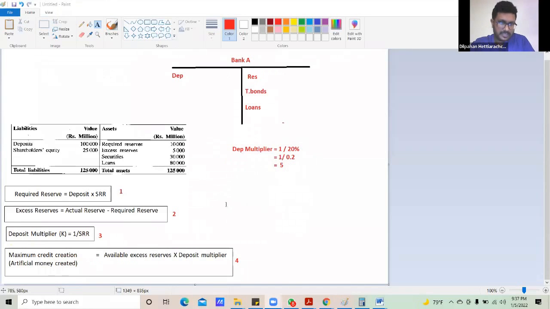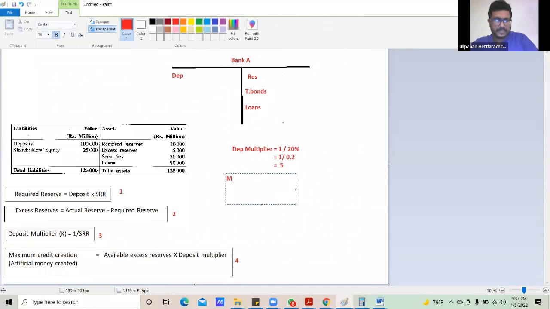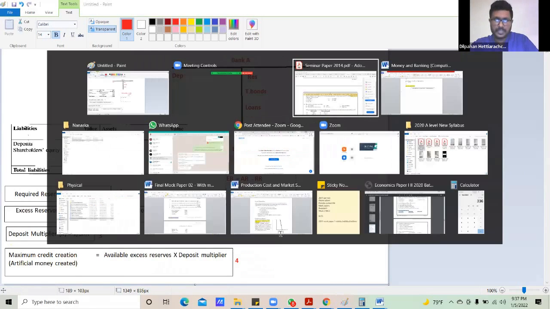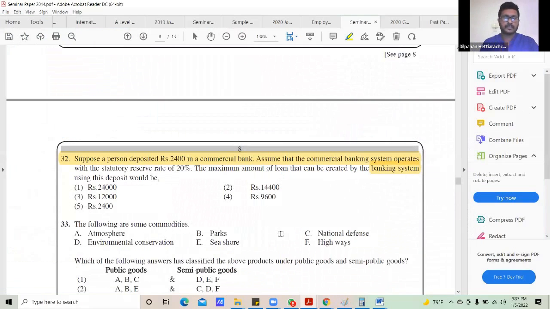And then you can use the fourth equation, max. No, before that, you have to calculate the excess reserves also. What's the excess reserve equation? Actual reserve minus required reserves. Go back to that equation. The person deposited 2,400. So first of all, we have to calculate the excess reserve of this 2,400.